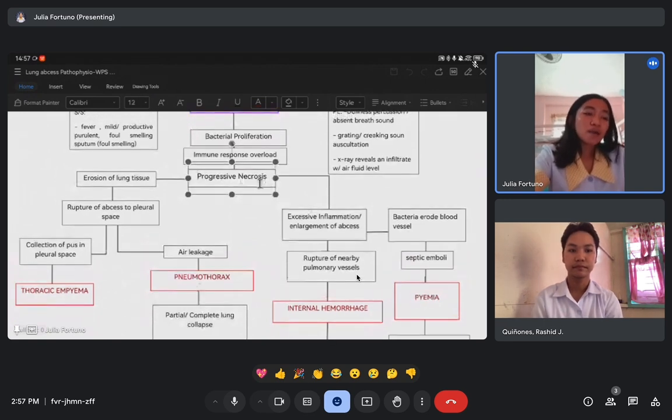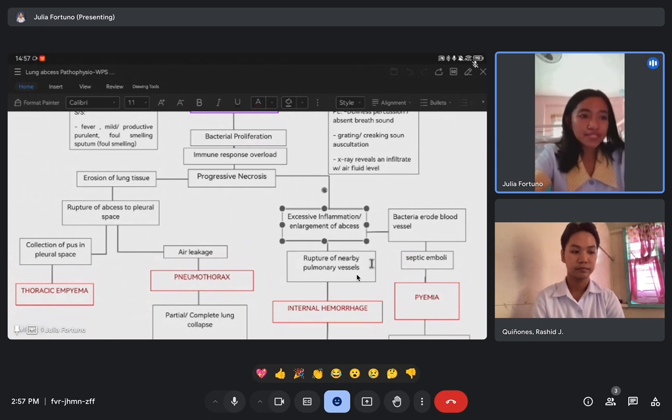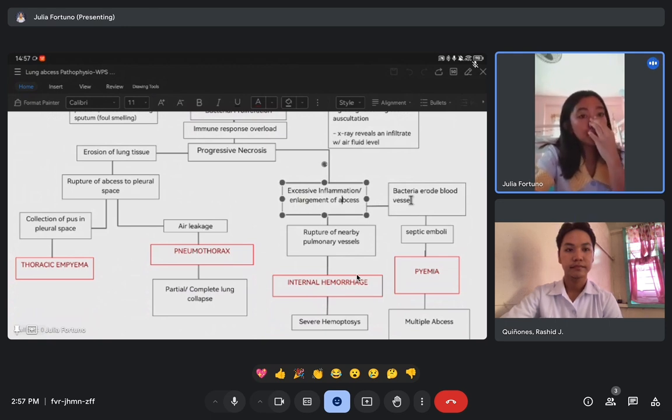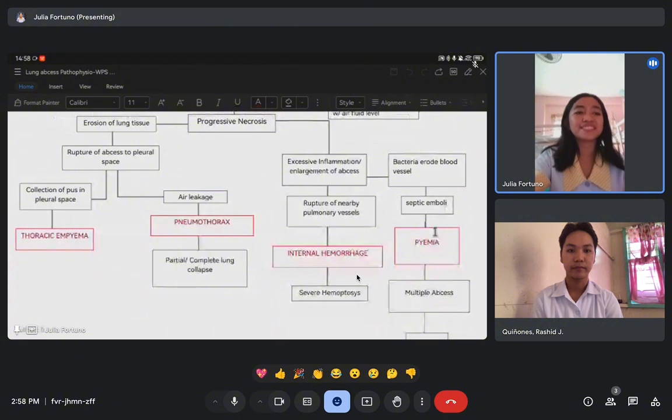Then again, when there is progressive necrosis, this may also lead to excessive inflammation or enlargement of the lung abscess, since a lot of bacteria or necrotic tissue accumulates, it will cause the abscess to inflame and grow larger. Next, when the enlargement of the abscess occurs, this will lead to bacteria that will erode the blood vessels, meaning that the bacteria inside the lung abscess may erode the blood vessels near the abscess.